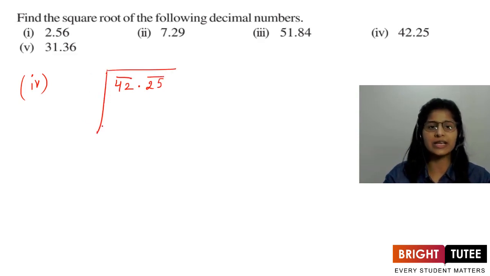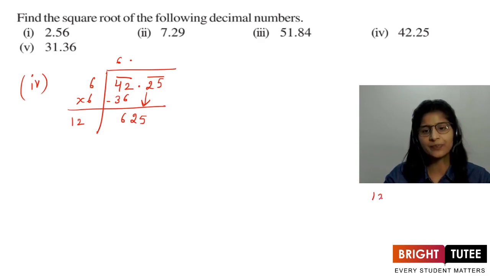So 42 is there, so we can't write 7 sevens are 49, because it is greater than 42. We'll do 6 sixes, that is 36. And from 42, if we subtract 36, we get 6. Now because of this decimal point after 42, we'll place a decimal point here. And now what do we copy? We copy 25. Double of 6 is 12. Now we want 5, so let us try with 5 only.